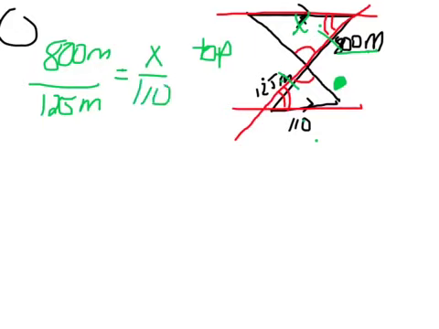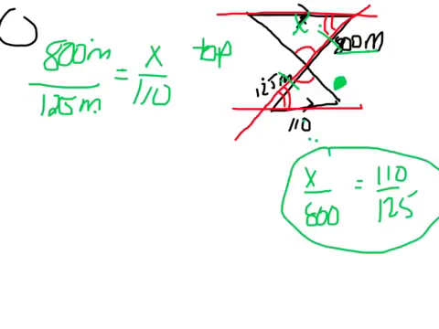I could have set it up this way. I could have also said x goes to 800 the way that 110 goes to 125. There's a lot of ways to set these up as long as you're doing the same thing on both sides. If you noticed, what I did is I matched up 800 to 125 across the triangles, and then I matched up x to 110. But you could also do it this way if that makes more sense to you. It's just up to you, okay?